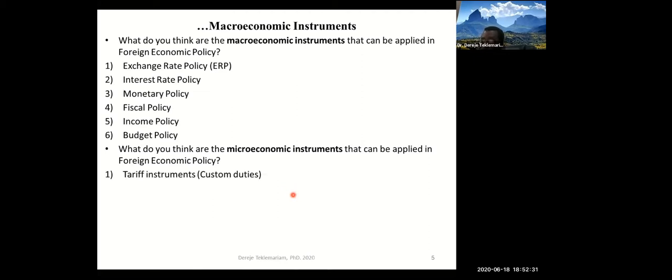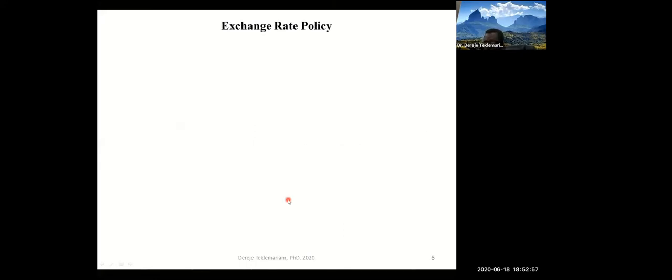Tariff, sometimes you call them custom duties, para-tariff, half tariff, sometimes pure tariff line original, and then even non-tariff instruments. We can have a number of cases where we can apply in foreign economic policy. These three are called the micro, but micro we have discussed last time. Today we'll focus only on this one, this chapter. So the first one is exchange rate policy.